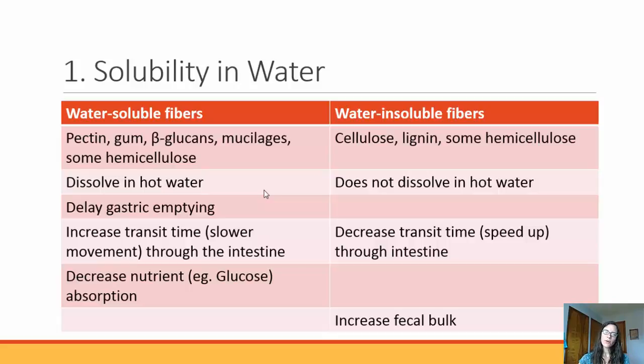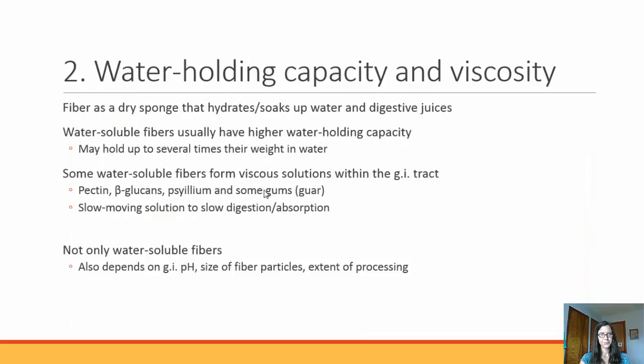But our water insoluble fibers, that is our fibers that don't dissolve in hot water, are actually going to decrease transit time. They're going to speed up everything through our intestines. And if you think about it, that makes sense. That's our roughage, our broccoli, and our Brussels sprouts. And the water insoluble fibers are also going to increase fecal bulk. So that's good for people with constipation.